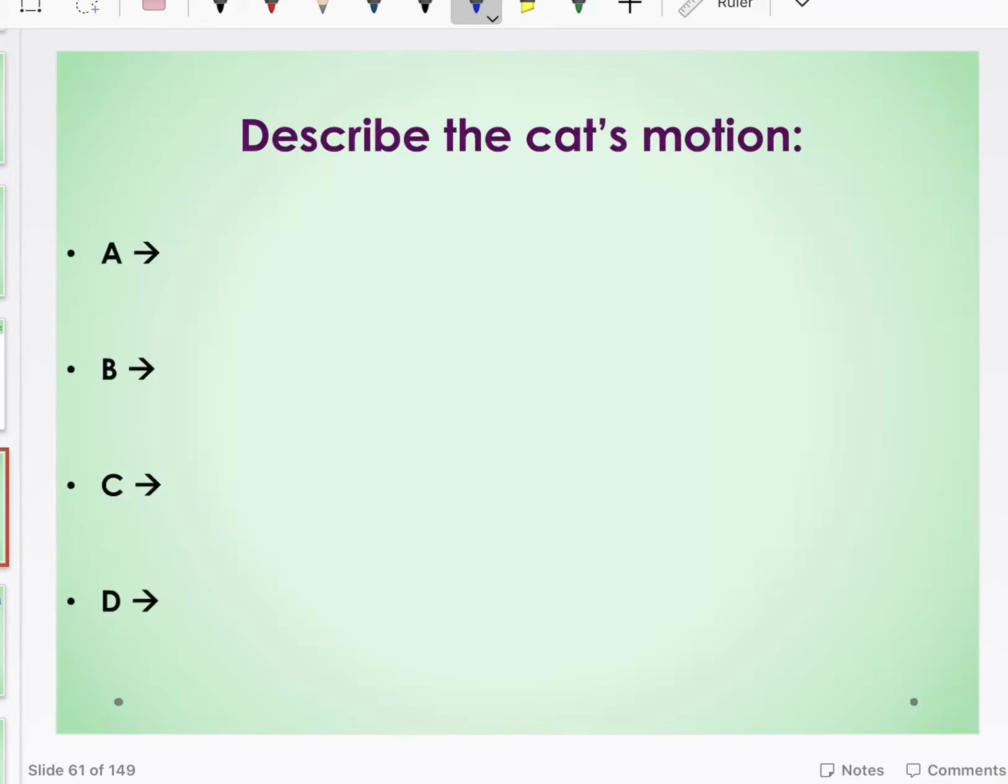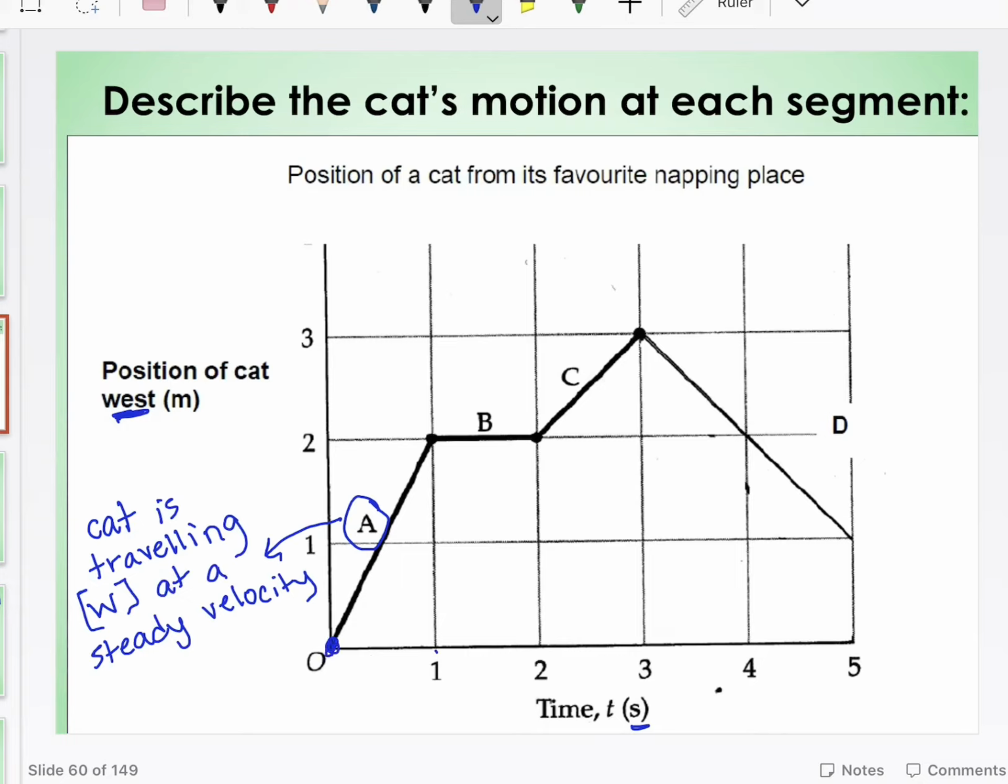Really, it's a steady velocity, I should write. I can determine that velocity by calculating slope. If these were my 2 points, my y-axis difference is 2 meters, and my time is 1 second, so I can just mentally figure that out. That's 2 meters per second, and that would be west. Okay, that was a bit more detailed than you need. At B, straight horizontal line, the cat is not moving.